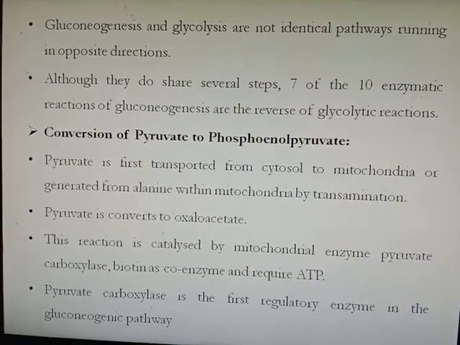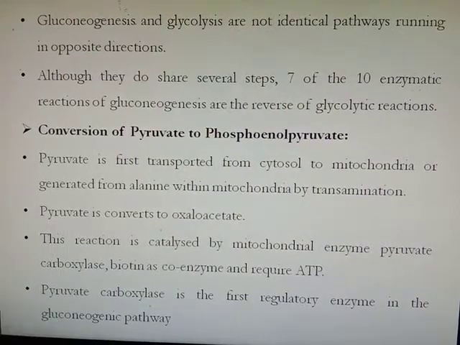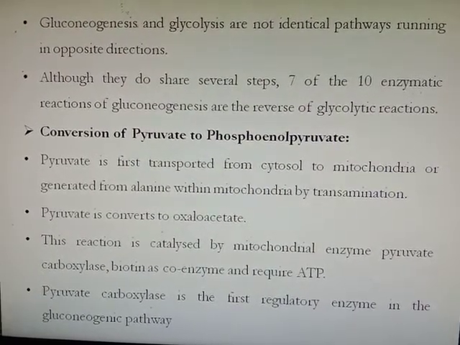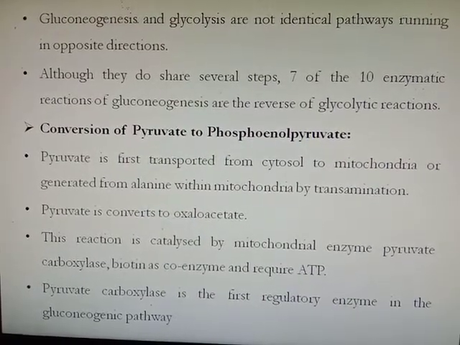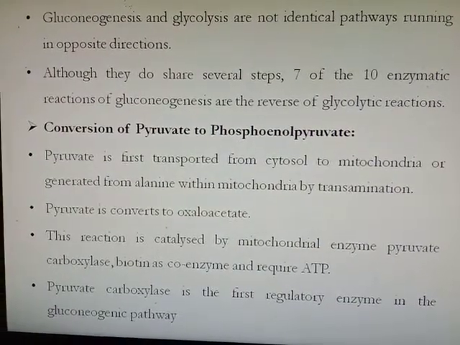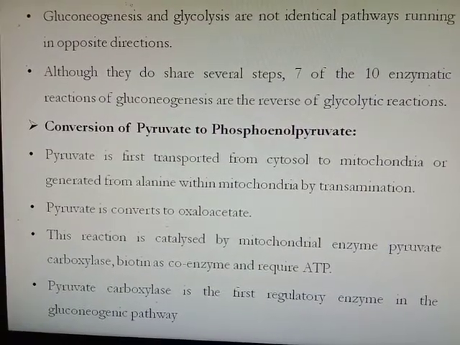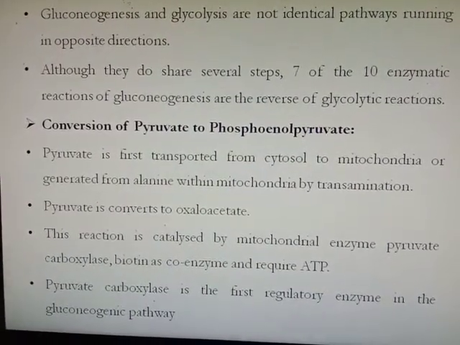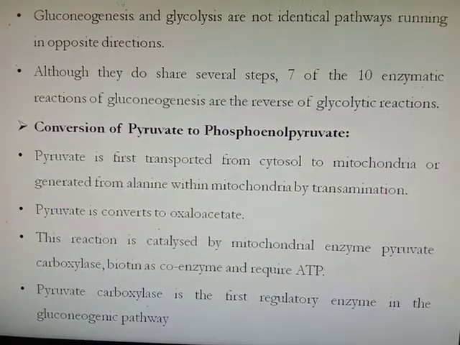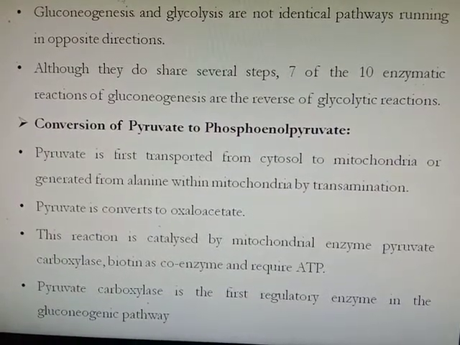Gluconeogenesis and glycolysis: most of the time the steps are similar, but the pathways are not identical and they run in opposite directions. Although they share several steps, meaning out of 10 steps, 7 steps of gluconeogenesis are identical to the reverse of glycolytic reactions, still they are not the identical pathway. There are 3 steps which differ from glycolysis, so we will explain those 3 steps.